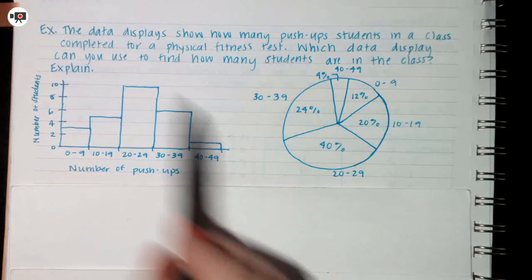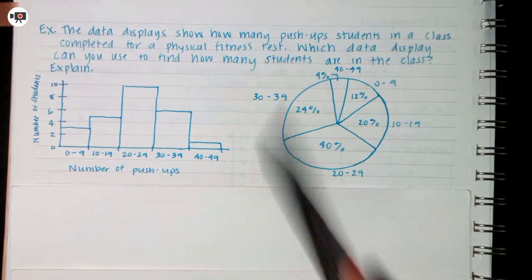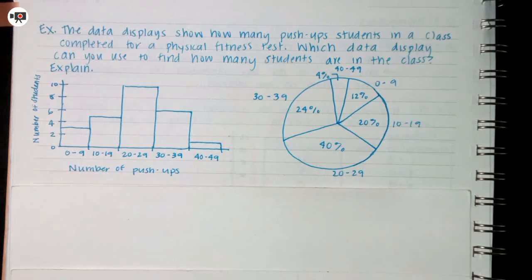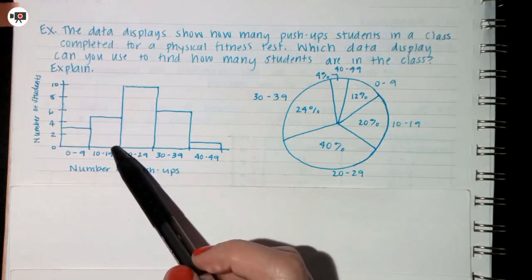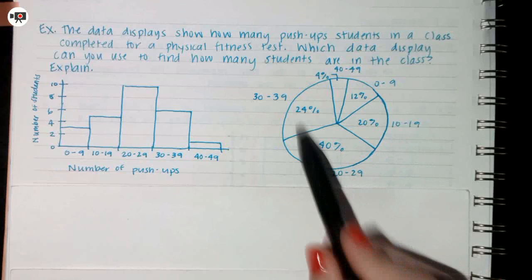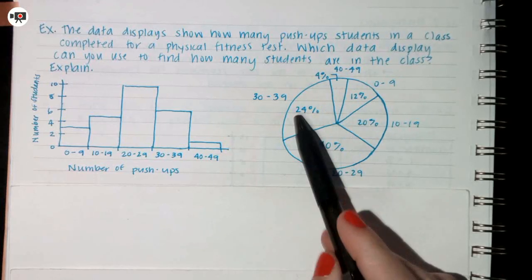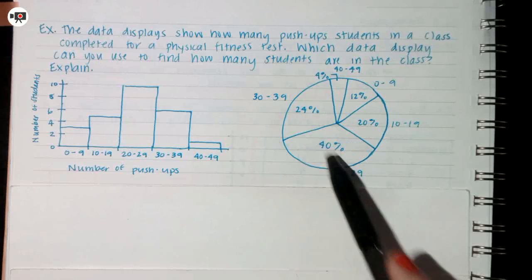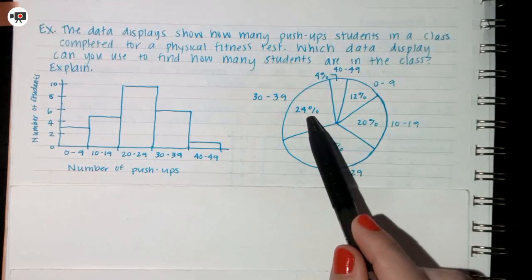So does the histogram tell me how many people are represented here? Or does the pie chart tell me how many people are represented? I know that the frequency represents how many, but does the pie chart give me that information? It tells me the percentages, so I know what portion each one is worth, but I don't know how much 24% is. Is that 24 people? Is it 12 people? I don't know.